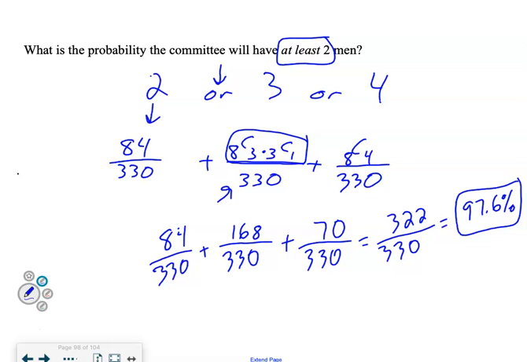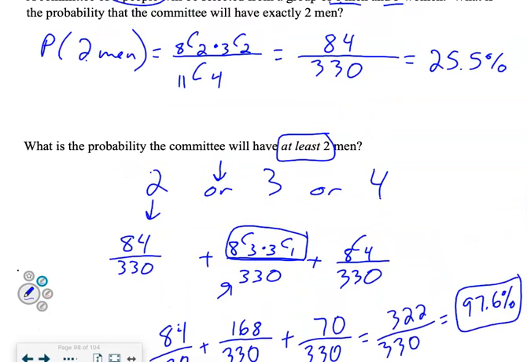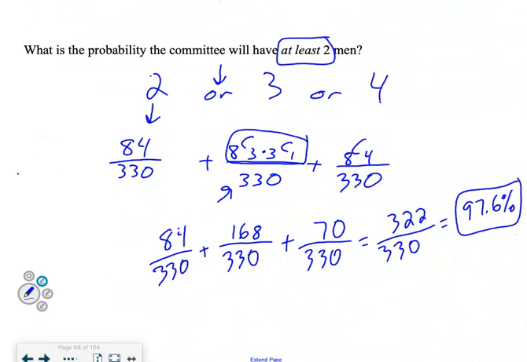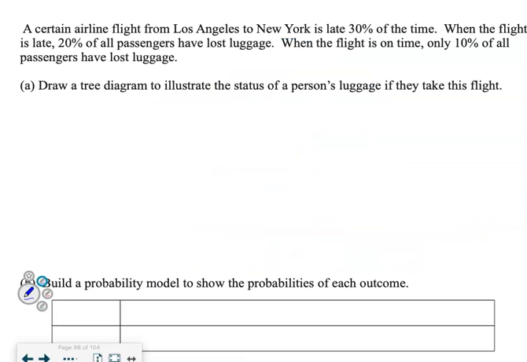Now that seems really, really high, but you need to remember this initial scenario. There's only 3 women to choose from out of the 11 people. It's going to be hard to get them, if we're just randomly selecting, it's going to be hard to get a woman onto the committee. Okay? All right. Or get a committee that's got all 3 women on there, I should say. All right, next page.